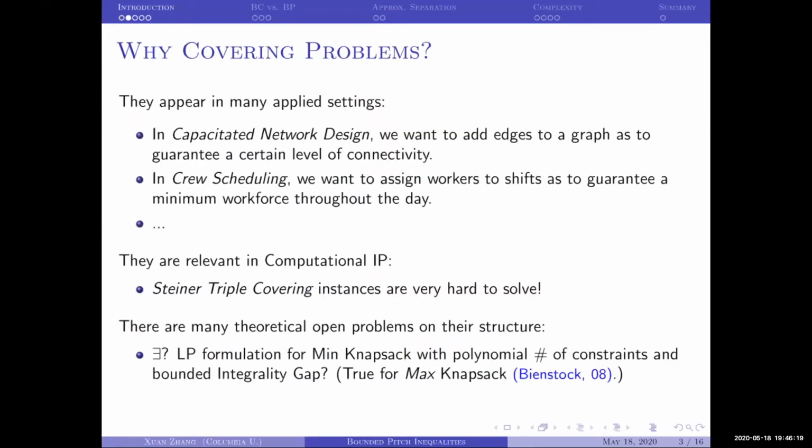So why do we care about covering problems? I don't think I need to convince you anymore, but let me quickly mention some of the reasons. First, they appear in many applied settings, such as capacitated network design problems and crew scheduling problems. They're also relevant in computational IPs. And theoretically, there are still many open questions regarding the structure of the feasible solutions.